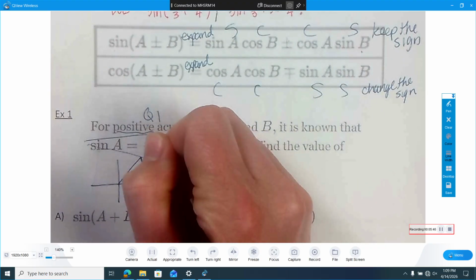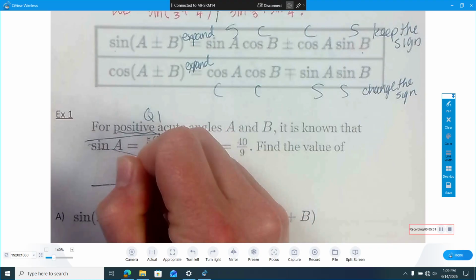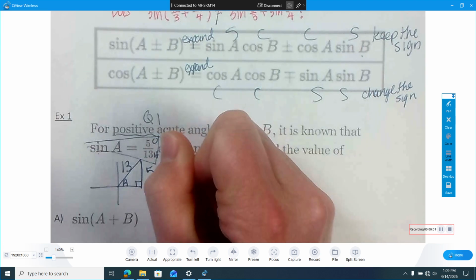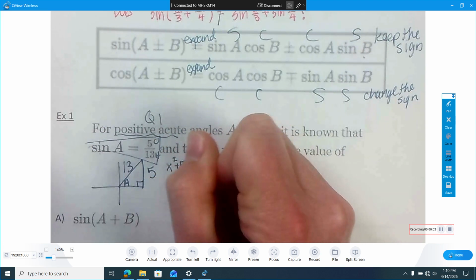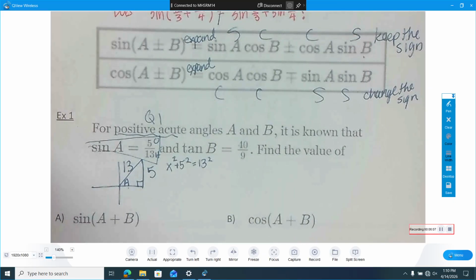Opposite and hypotenuse. Very good. So we have a 5 for the opposite and a 13 on the hypotenuse. And I would really like to know the third side. How are we going to figure out the third side? Pythagorean theorem. All right, so x squared plus 5 squared equals 13 squared. A squared plus b squared equals c squared.